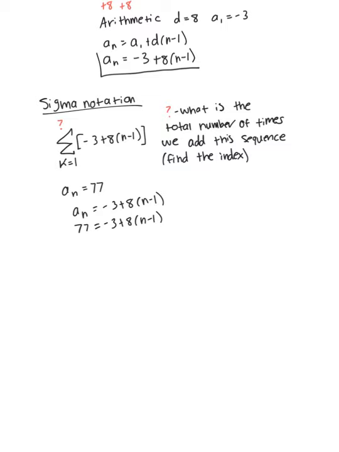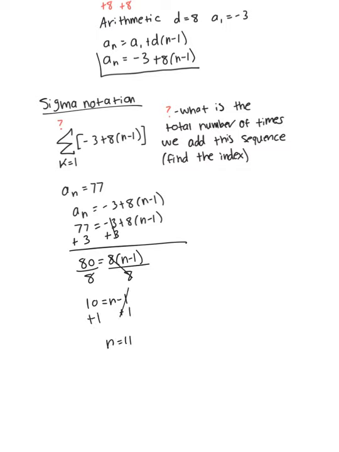So I'm going to start by adding 3 to both sides. You are not going to do -3 plus 8 is 5 and then 5 times n minus 1. Don't do that. Add 3 instead. Then I'm going to divide both sides by 8. And then I'm going to add 1 to both sides. So I get n is equal to 11. So my question mark that was at the top, I know that it is 11.